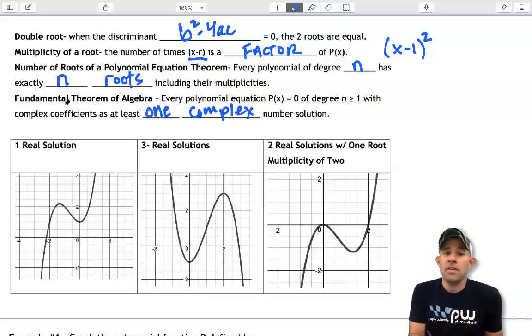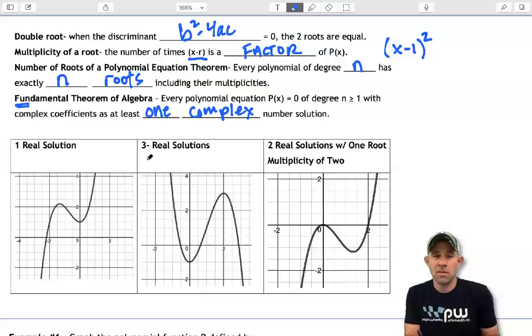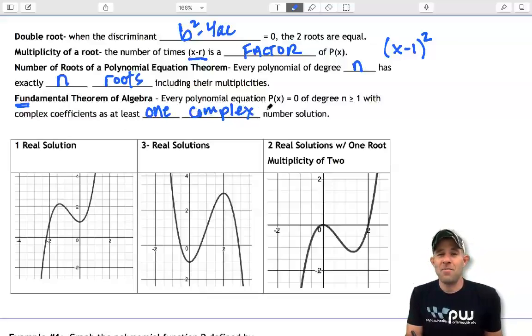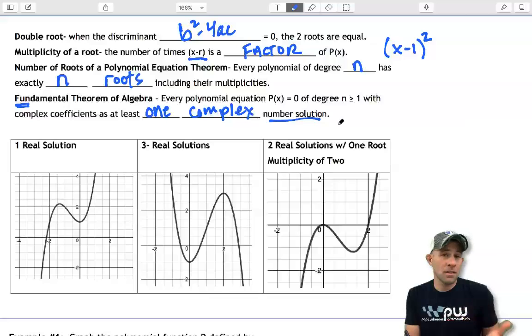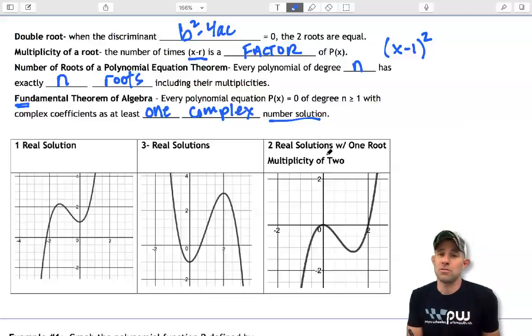All right, finally, we have the fundamental theorem of algebra. And don't be fooled by the first 3 letters. It's not that fun. Anyways, it says every polynomial equation, p of x equals 0, of degree n greater than or equal to 1 with complex coefficients has at least one complex number solution. Essentially it says this: if you have a polynomial p of x with a degree greater than or equal to 1, it's going to have at least one complex number solution.